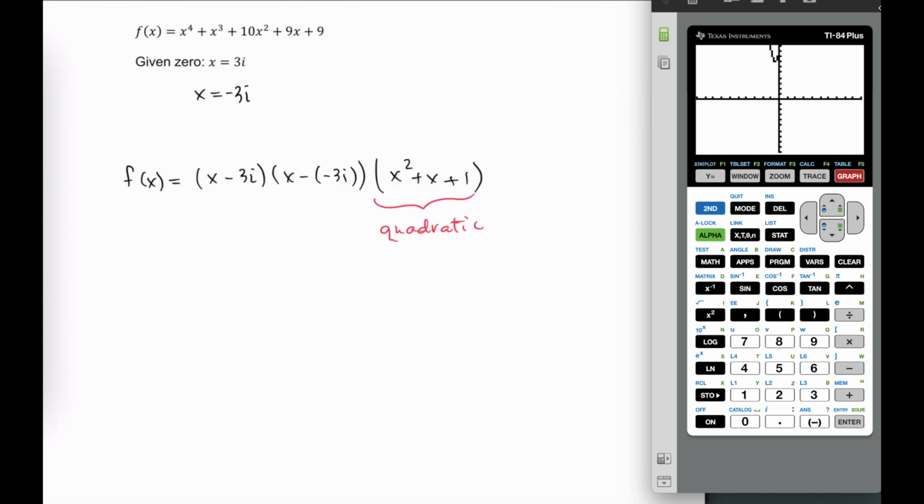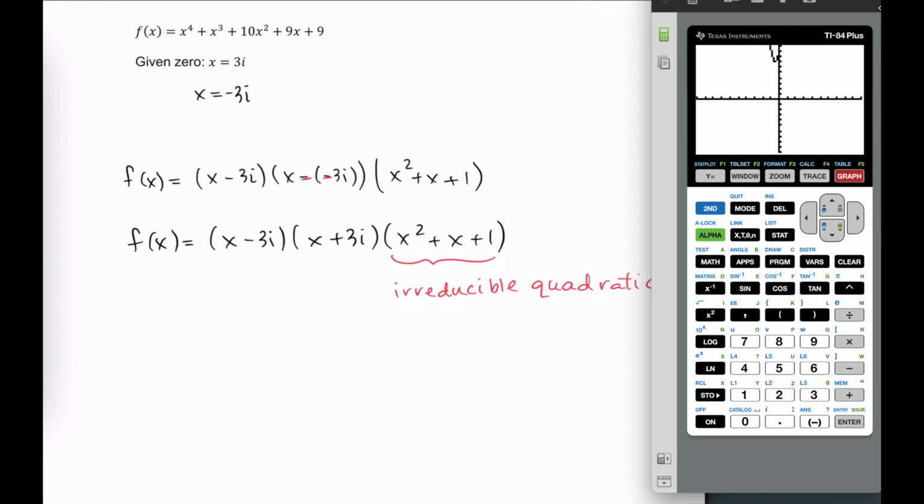So let's bring our polynomial down here to clean it up and continue working with it to find the remaining zeros. First of all, we'll say that x minus 3i is our first factor, and we'll write this minus a negative as a plus, so we'll have x plus 3i. And then copy down this quadratic, which, by the way, is an irreducible quadratic. It's not one of our special cases, and it doesn't factor using our AC method because there are not 2 factors of 1 that add to 1.